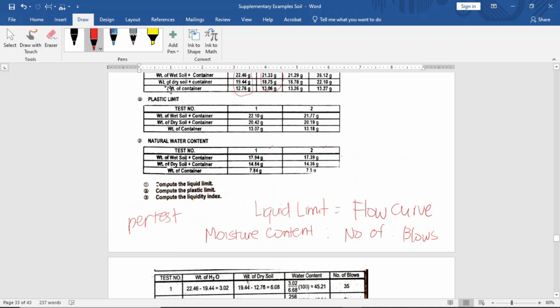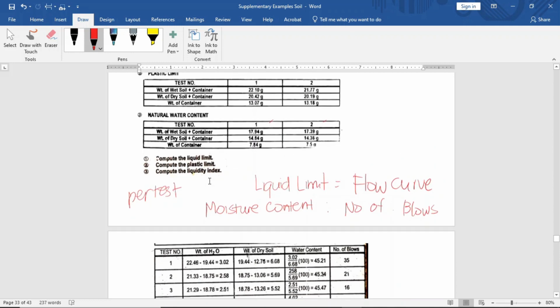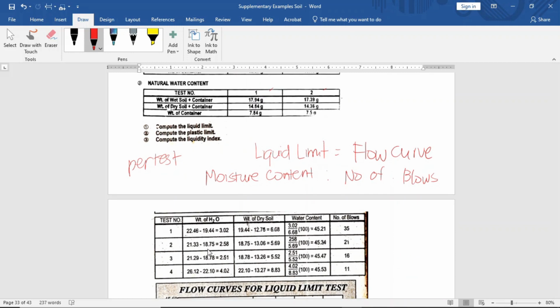Ito yung weight of dry soil plus container. So, gawin lang natin para sa lahat. Ito, 22.46 minus 19.44 is 3.02. So, para rin sa test 1. So, test 2 is 21.33, weight of wet soil plus container, tapos ito naman, weight of dry soil plus container. Mahanap natin yung weight of water. So, yung para sa test 3 naman is 21.29 minus 18, ayan, is equals 2.51. So on so forth.